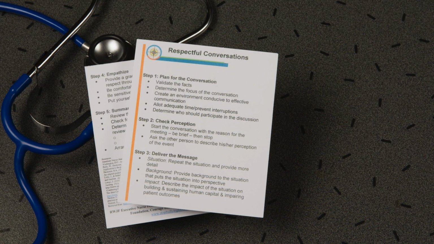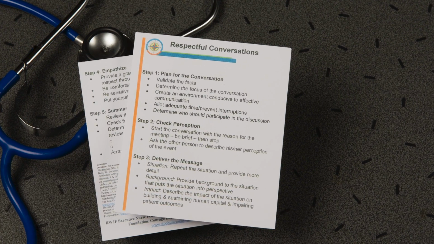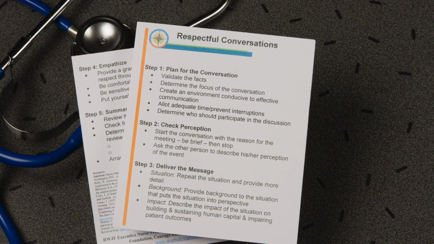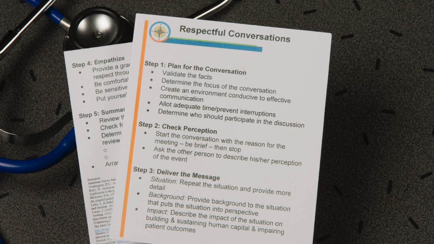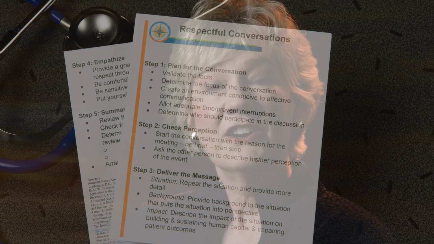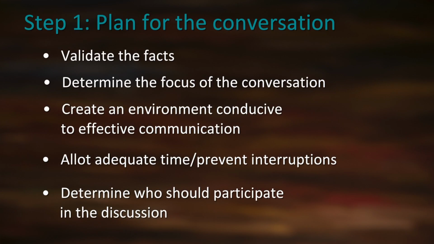Please use your 5-step pocket card as we move through the scenarios. It can be downloaded from the Courage bucket in the Civility Toolkit. There are 5 steps for respectful conversations for difficult situations. The first step is to plan for the conversation. Well thought out planning leads to conveying accurate information and creating an environment conducive to communication.